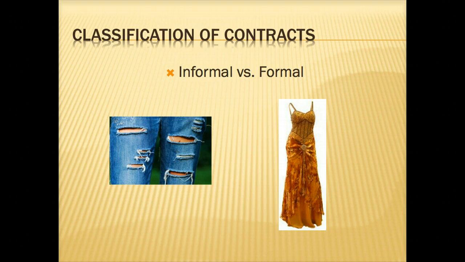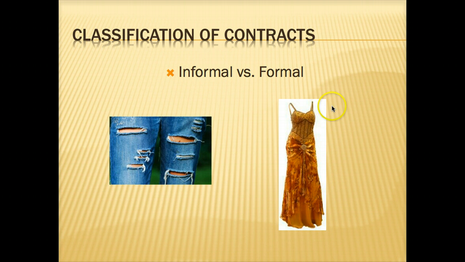Now, Chapter 9 talks about classifying contracts using different terms, and we're going to go through some of that. We won't go through all in detail, but the first distinction that's made in the chapter is a distinction between informal contracts, and here informal contracts are represented by these jeans that are pretty informal. They have holes in the legs. And then formal contracts, which I have here a formal dress.